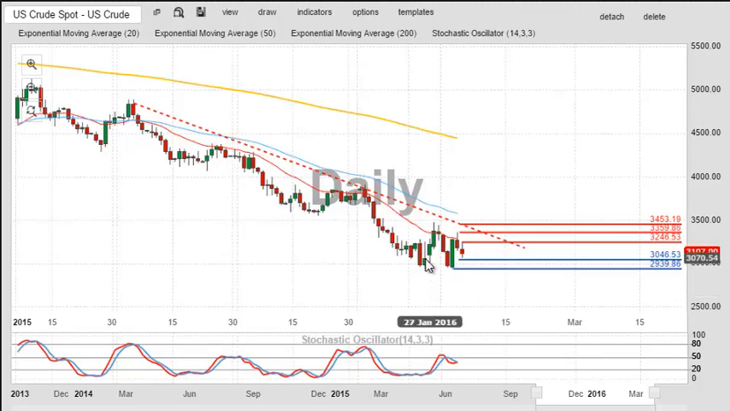So closely watched correlation between crude and equity indices. If we see a rally in crude, that was usually followed by a rally in S&P and Dow Jones. Pullback in crude was negative for the US equities as well.